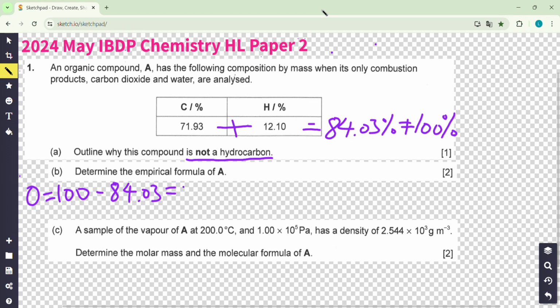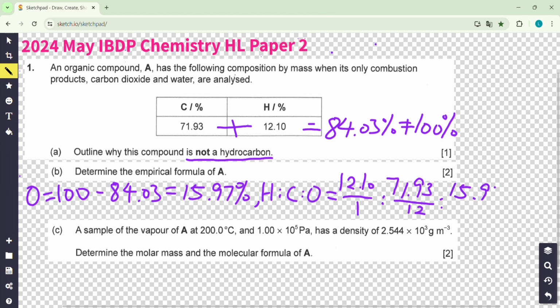It's 15.97. Okay, so you got the mass content, but you need to find out the number of moles, right? So you need to divide all the masses by the molecular mass. So you find out the ratio of H, C, and O. Remember it's the percentage over the molecular mass. For hydrogen, just over 1, easy. For carbon, it's over 12. For oxygen, it's over 16.